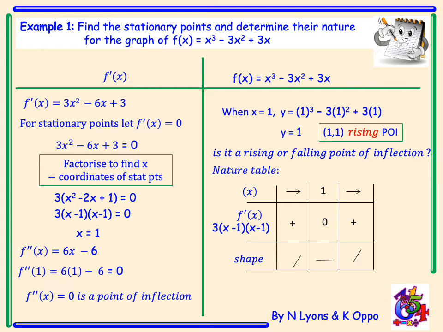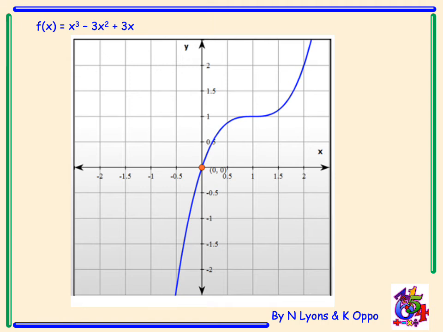So let's take a look at this function. What does it really look like? So here I've graphed it for you. It's a cubic. It's a positive cubic. It's rising, turning, and rising again. So I've got the function x cubed minus 3x squared plus 3x, and we can see on the graph the rising point of inflection at the point (1, 1) as shown.